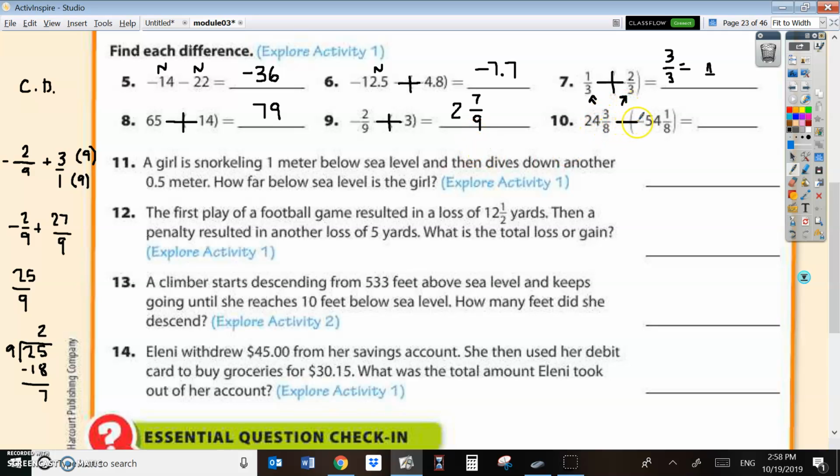Subtracting a negative is like adding a positive. Now, we know that you can add mixed numbers using the whole numbers first. We could do improper fractions, but that would be more work. So 24 plus 54.